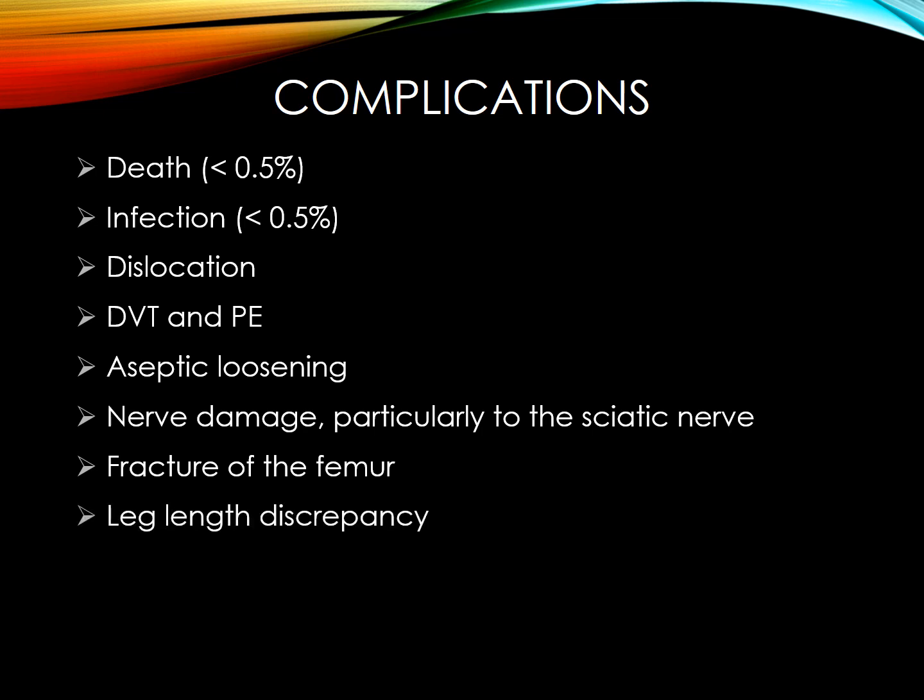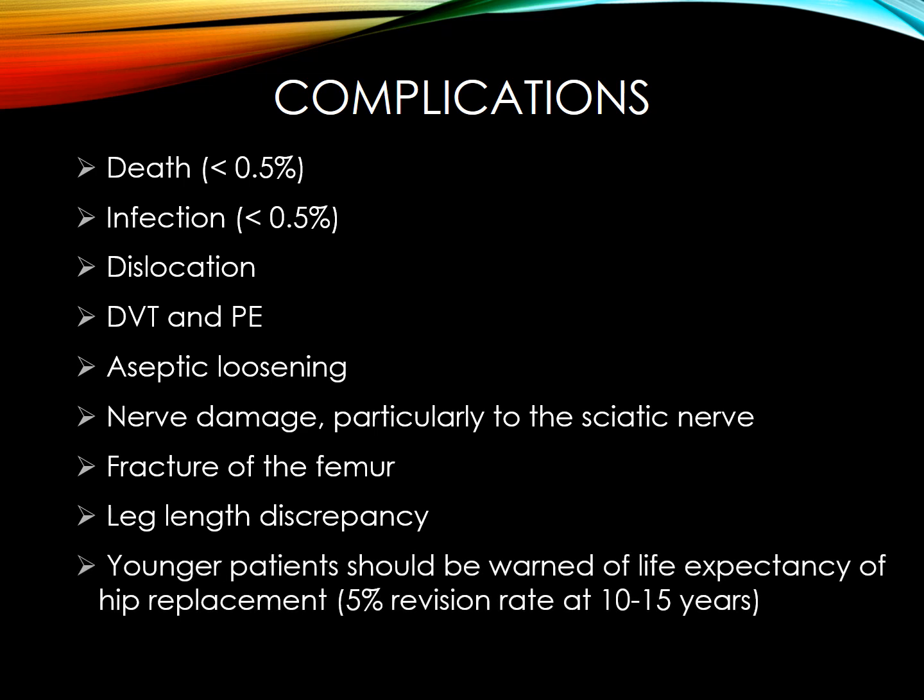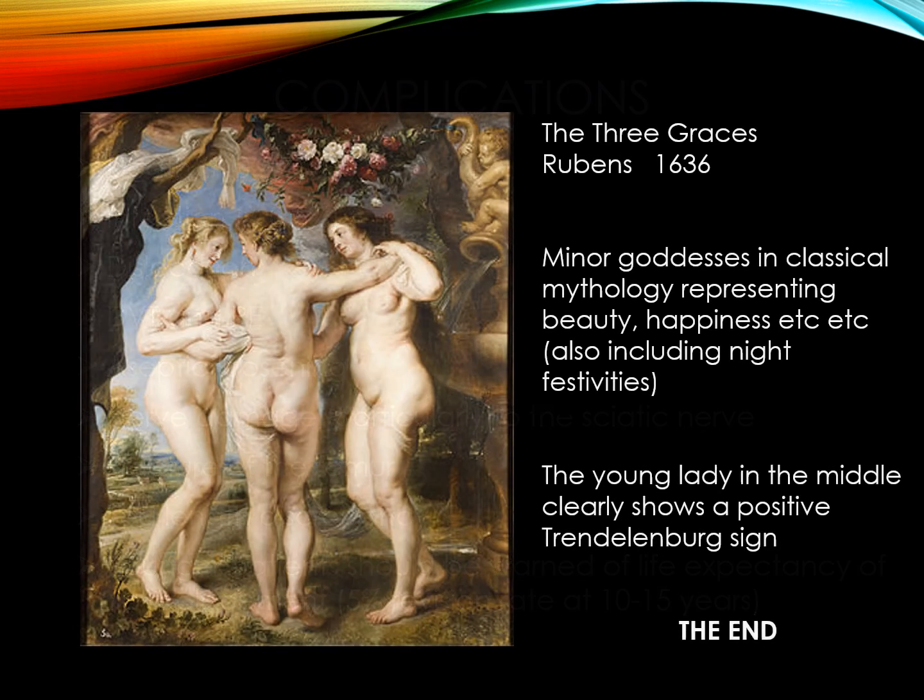The leg lengths can be difficult to get right. And perhaps more importantly, if you've got a young patient, and it all depends on what you mean by young, they should be warned that the life expectancy, let's say 15 years, and that they will need a revision procedure at that time. So it is not an operation for their whole life. So we have come to the end of this talk on the hip, and we've concentrated on hip arthritis and fractures.